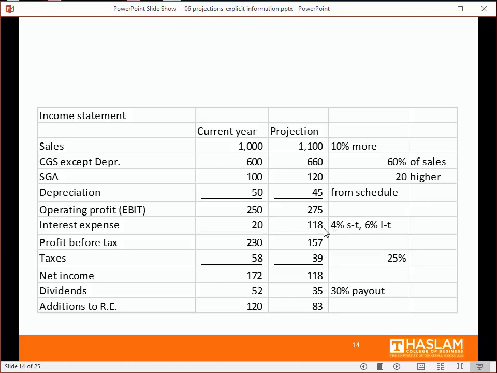Once we have that information, we can then calculate profit before tax. We can calculate taxes at 25%, net income, and we can also project dividends based on a 30% payout of 35, and so our additions to retained earnings, 118 minus 35, will be 83. Based on this information now, we can do an awful lot with the income statement and with the balance sheet side of this.